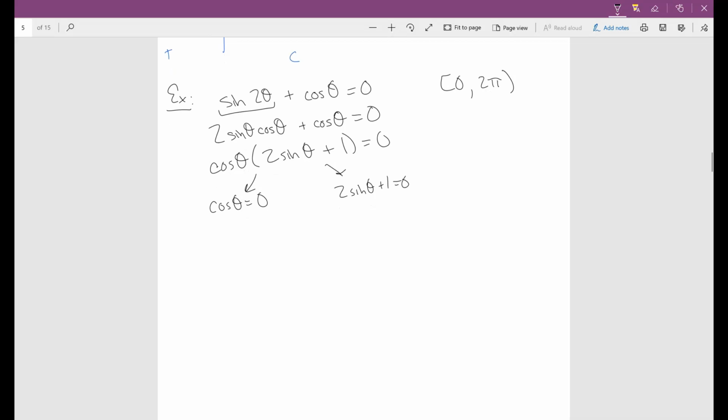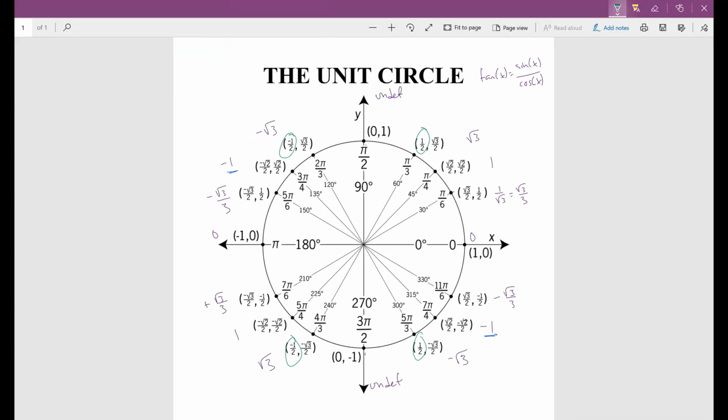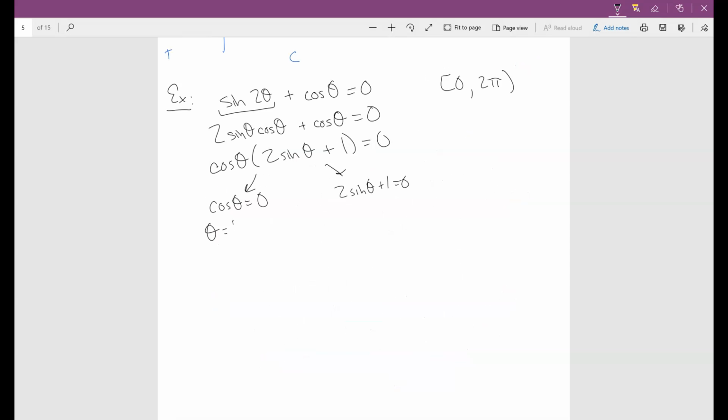Okay, so here you can see that we're looking for all the values of cosine where you get 0. So let's go back to the unit circle. Where is cosine equal to 0? Cosine is equal to 0 right here, at pi over 2 and also at 3 pi over 2. So these are my two solutions for that guy, since we only want 0 to 2 pi.